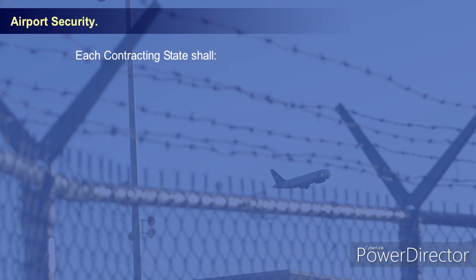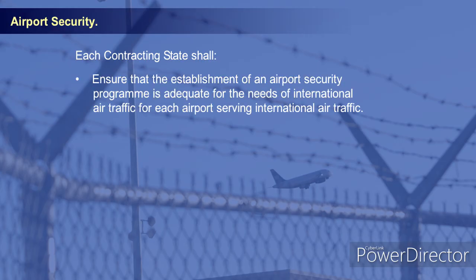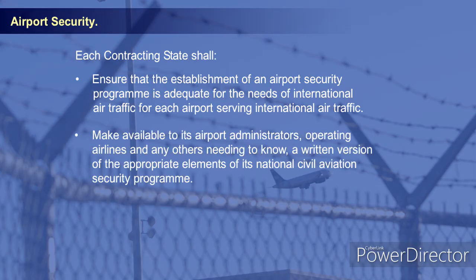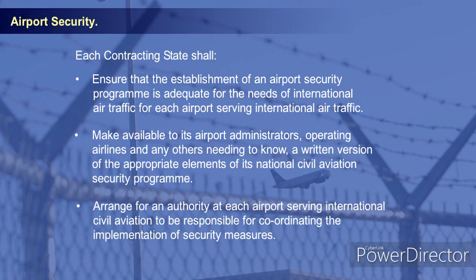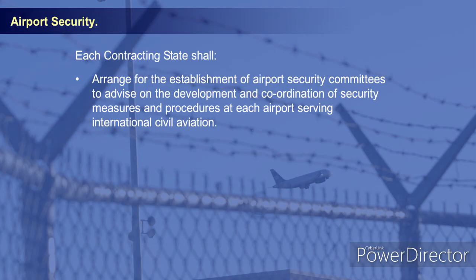With regard to airport security, contracting states should ensure that the establishment of an airport security programme is adequate for the needs of each airport serving international air traffic, make available to its airport administrators, operating airlines, and any others needing to know a written version of the appropriate elements of its National Civil Aviation Security Programme, arrange for an authority at each airport serving international civil aviation to be responsible for coordinating the implementation of security measures, arrange for the establishment of airport security committees to advise on the development and coordination of security measures and procedures at each airport serving international civil aviation.